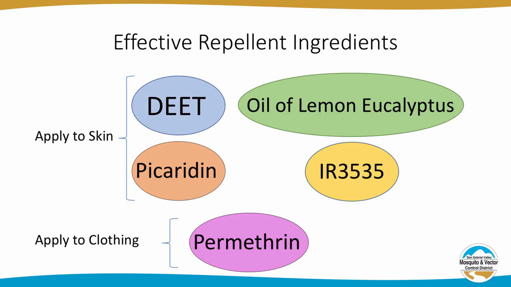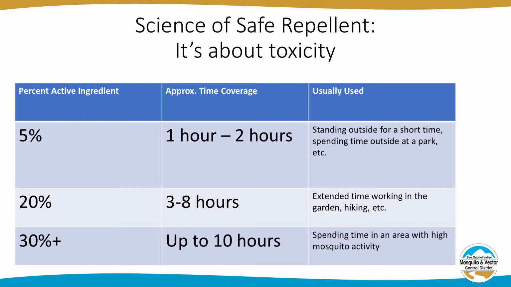DEET, oil of lemon eucalyptus, IR3535, and picaridin. Now, DEET has been around for a while. It is the gold standard for repellent, but oil of lemon eucalyptus has been gaining in popularity along with picaridin. So be sure to pick up that bottle and just look on the bottom of the ingredient list and they'll tell you exactly what they have in there.